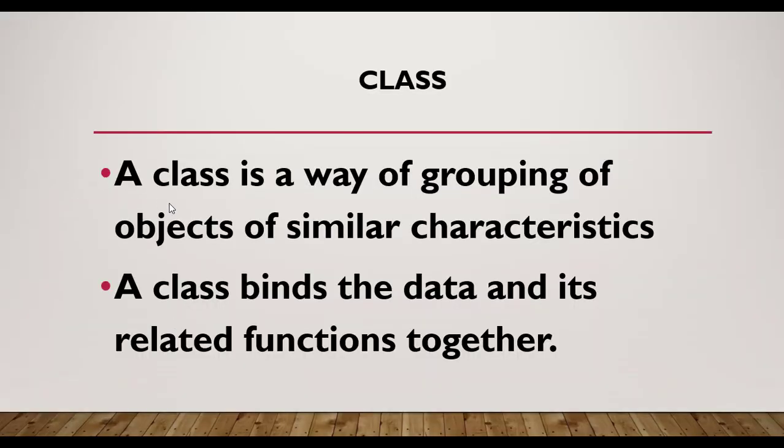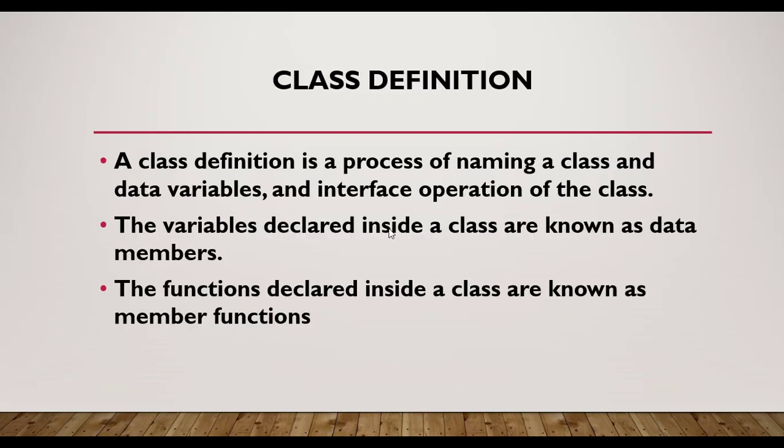A class is a way, as I told you already, of grouping objects of similar characteristics. A class binds the data and its related functions together. Coming to a class definition, what is a class definition? It should have a name, it should have data variables. Data variables are nothing but data members, and interface operations of the class. These interface operations are nothing but the functions of the class.